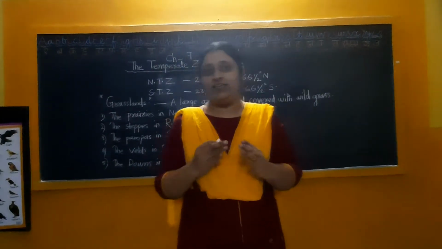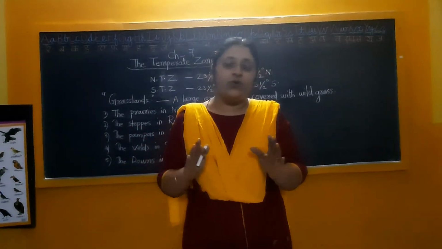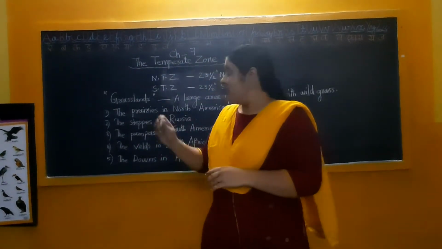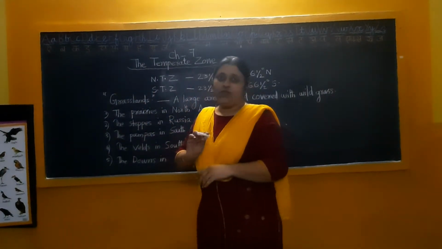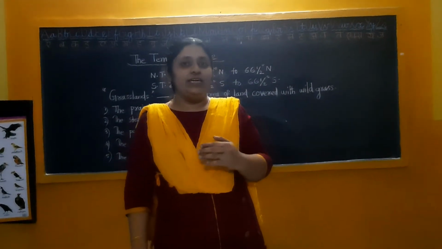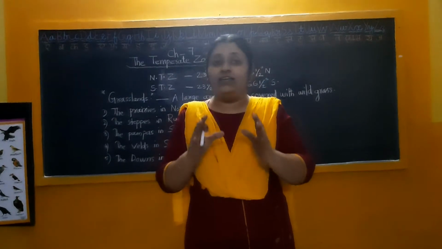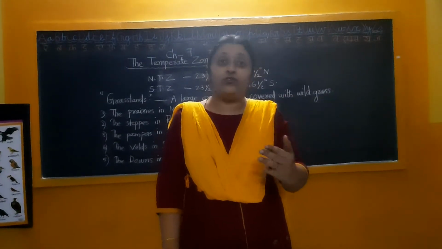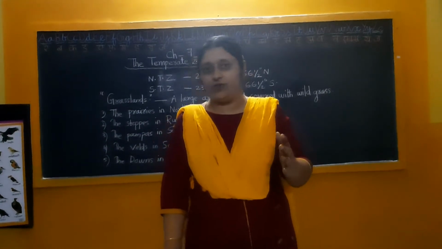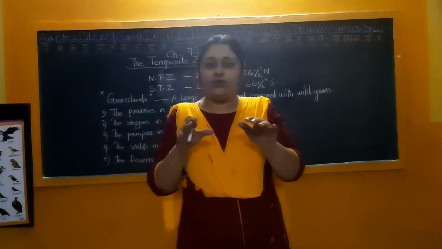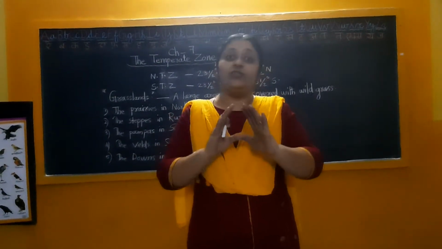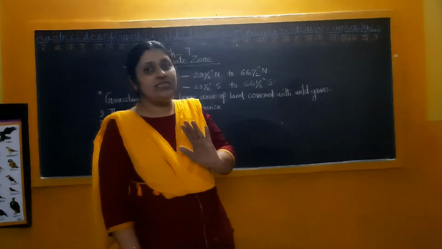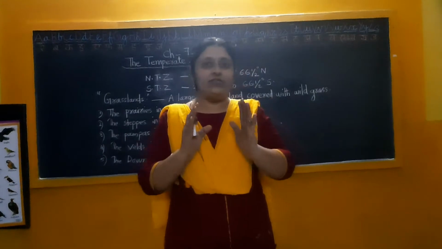One speciality of this temperate zone is that it is well known for its grasslands. So what is a grassland? Grassland means a large area of land covered with wild grass with very few trees. Big trees or high mountains we can hardly see in the temperate zone. Normally we can see wild grass there, very short grass. That is known as grasslands. So this temperate zone is very famous for its grasslands.